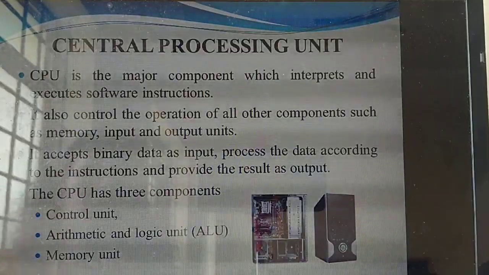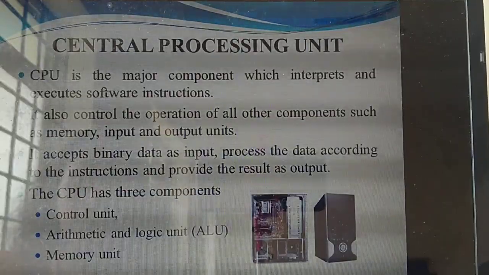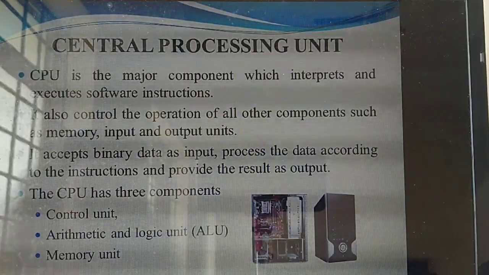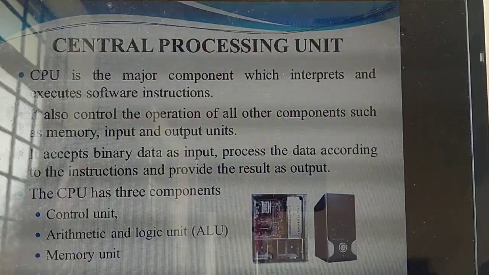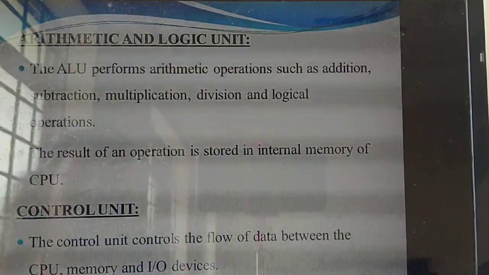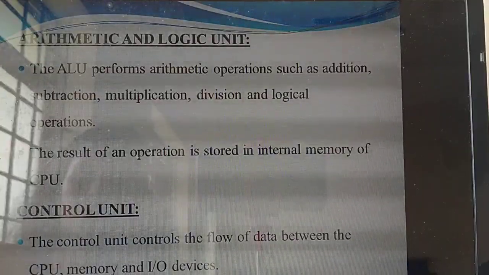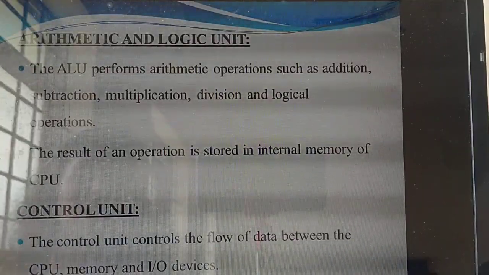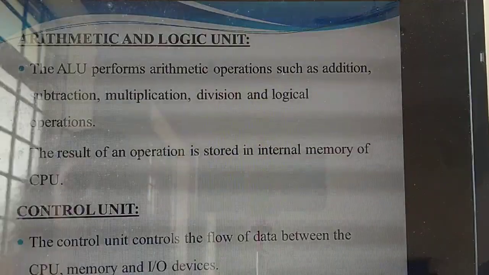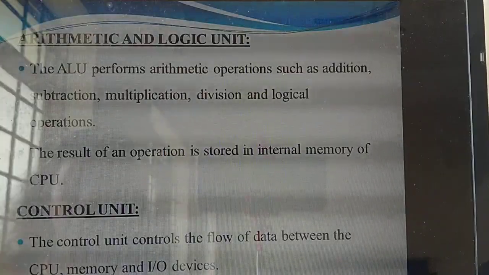Understand? Yes. Then the CPU has three components. What are they? Control unit, arithmetic and logic unit (ALU), and memory unit. Understand how many components are inside the CPU? Three. So the first thing is the arithmetic and logic unit, ALU. The name itself has arithmetic operations. What are the arithmetic operations you have studied in mathematics? Addition, subtraction, multiplication, division, and logical. Logical operations are nothing but true or false. That is logical operation.